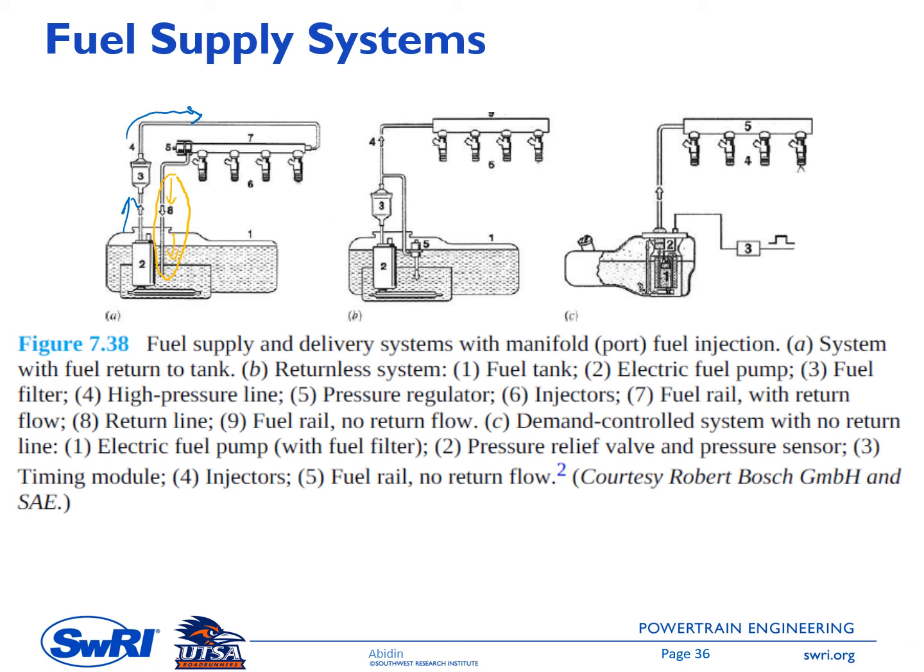And then for B, here we have a returnless system, so there is no return line here. And then C, we have a demand control system with no return line. You can also see the individual components there. Number one, we have the fuel tank, and then number two here is showing the electric fuel pump. Number 3, I think this one is the filter. See, here is the fuel filter. Number 4 is the high pressure line, and so on.